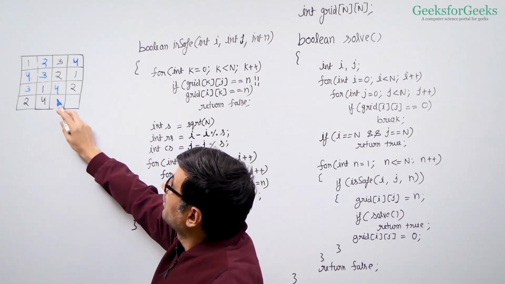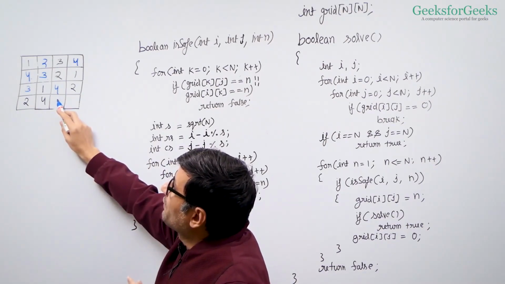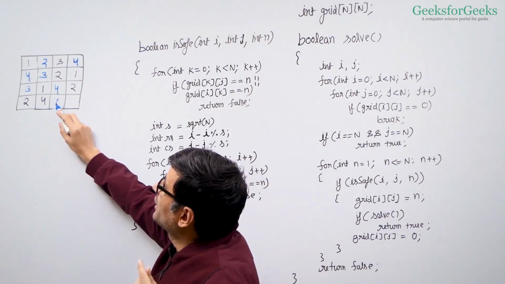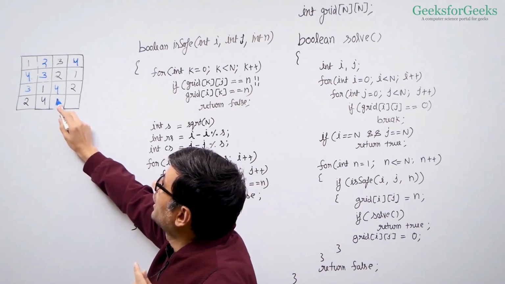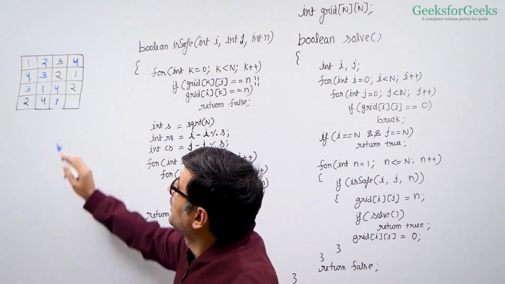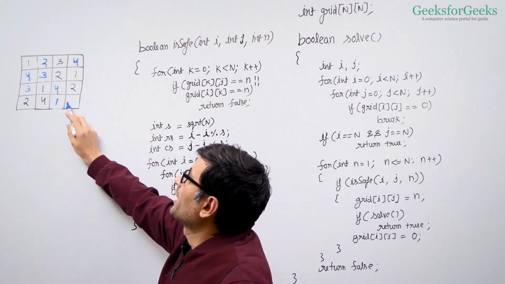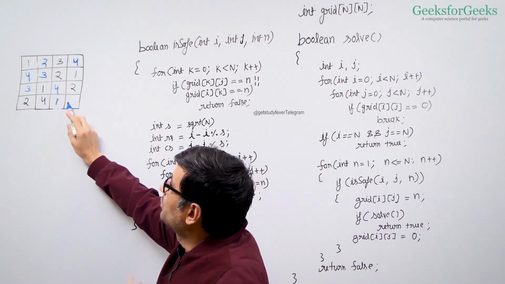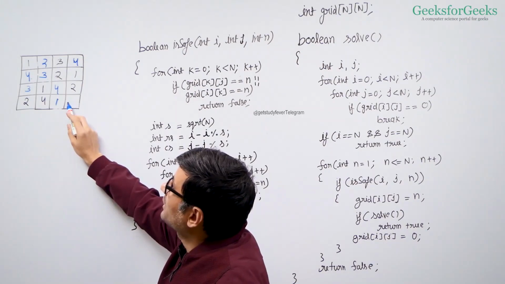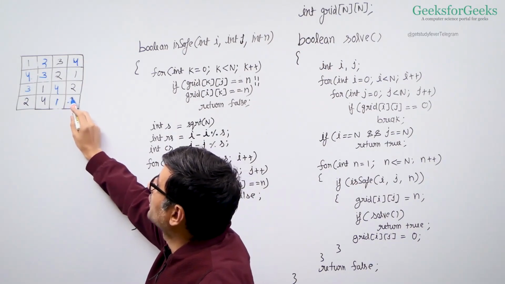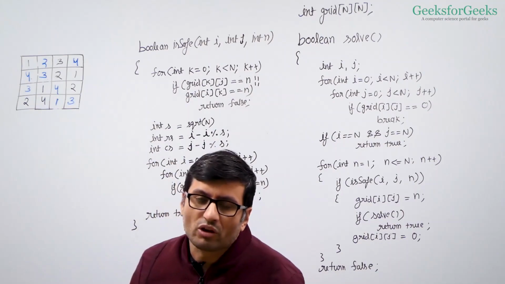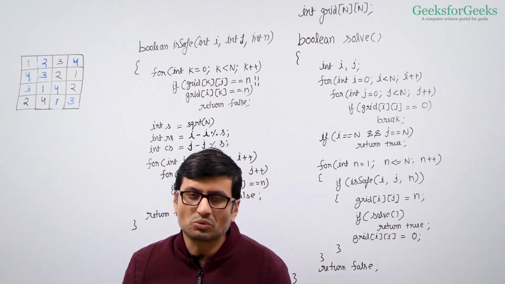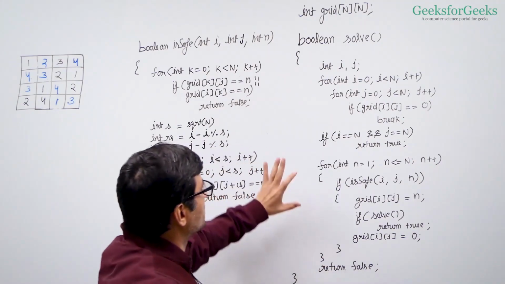Now we come to this cell. When we try to put different numbers here, we again check for the safety test. 1 passes the safety test. So we place 1 here and we recur for the remaining cells. When we come here, we again try putting all the numbers. 1 fails the safety test, 2 fails the safety test, 3 passes the safety test, right? So we put 3 here. Now we again recursively call, and this time when we recursively call, there are no empty cells, so we return true. And that's what we are doing in this solution.